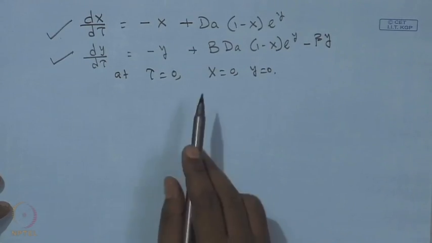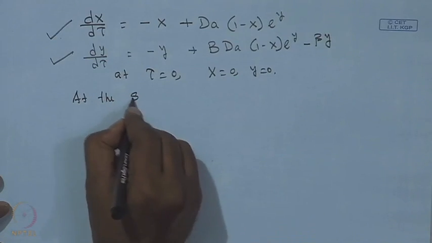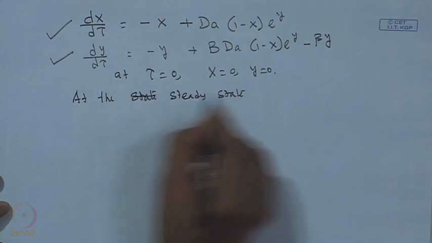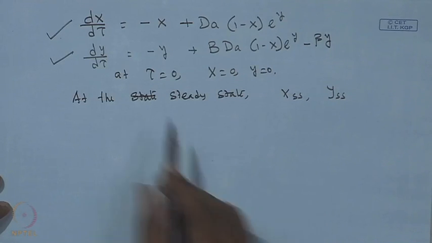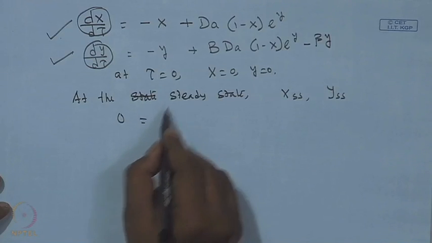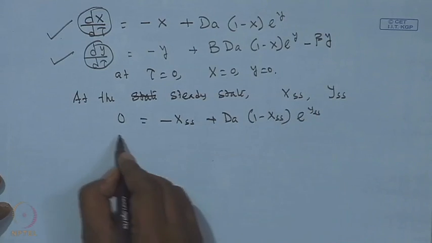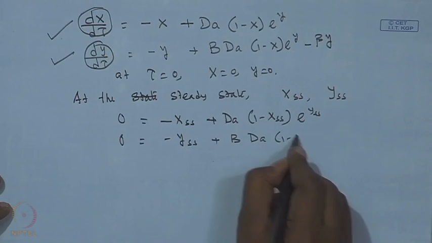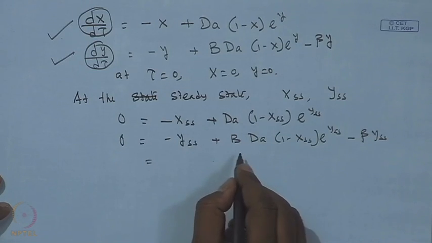Now, we are not interested in the transient analysis. What we are interested in is the steady state process. So, at the steady state, the state variables become x s s and y s s, and under these conditions at the steady state, the transient terms dx d tau and dy d tau vanish. So, therefore, at the steady state we write down the governing equation: 0 is equal to minus x s s plus Da times 1 minus x s s e to the power y s s, and the energy balance equation will be giving you 0 is equal to minus y s s plus B Da 1 minus x s s e to the power y s s minus beta y s s, and we can just write them in a more amenable form.